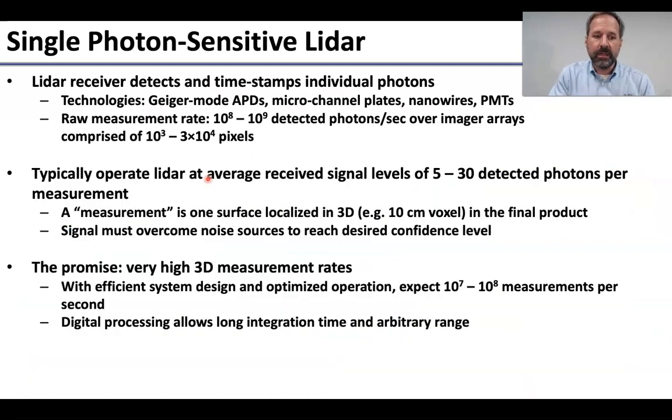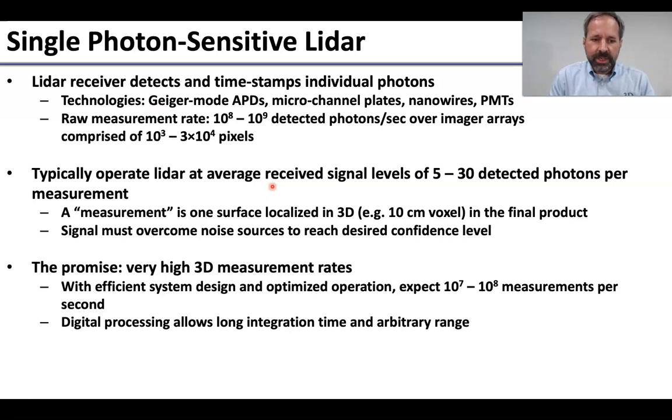All right, the next thing, how do you normally operate one of these systems? Typically, we operate it so that the data is collected at a density of approximately 5 to 30 detected photons per measurement that we're trying to do. And here I'm defining a measurement as the process of localizing one surface in three-dimensional space in some sort of final product that we're generating. So in order to provide a reliable measurement in that final product, that signal from that surface must be stronger than the noise sources, strong enough to reach whatever the desired confidence intervals are. I'll talk about that more in a few slides.